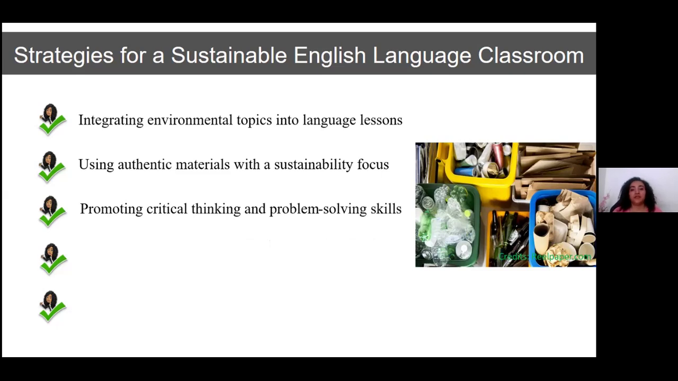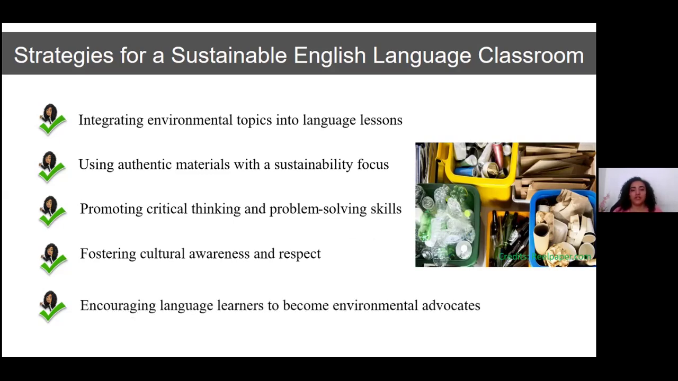Promoting critical thinking and problem-solving skills, as I already mentioned, and fostering cultural awareness and respect for others, mostly like growing a mindset of using waste instead of throwing it out on the streets, for example. How can we do that in our schools? Having a better, cleaner school, and encouraging language learners to become environmental advocates, not only in their classroom, also back at their homes.